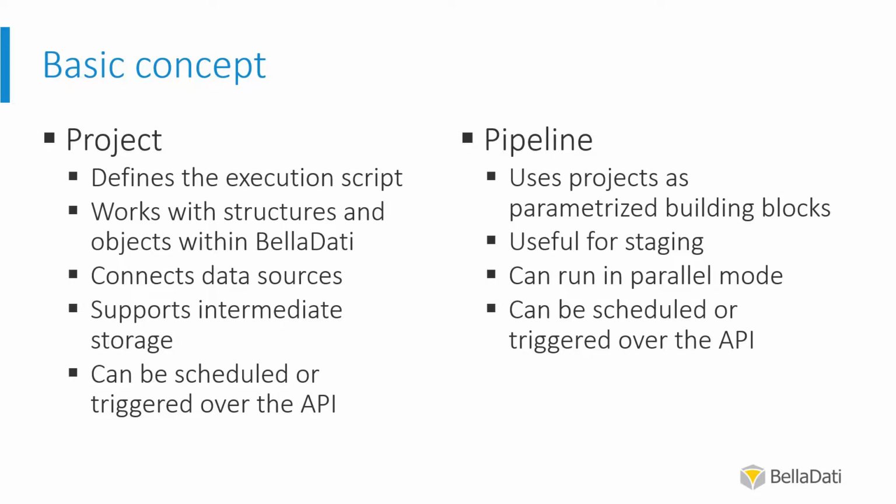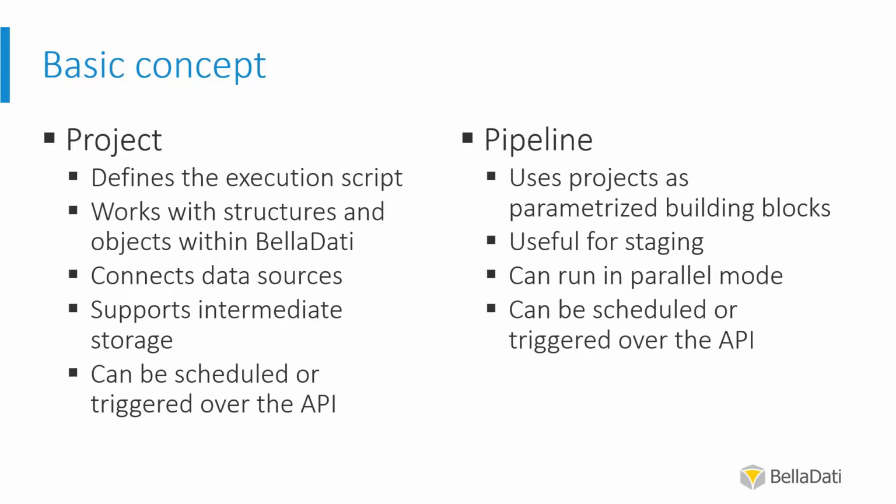The second building block is the pipeline. The pipeline is a sequence of two or more projects. It is using the projects as parameterized building blocks. Once a project is defined, it can be stored in a package, and then the users are able to use it in their pipelines without the need to touch the code or the algorithm itself. They just need to fill in the required parameters.